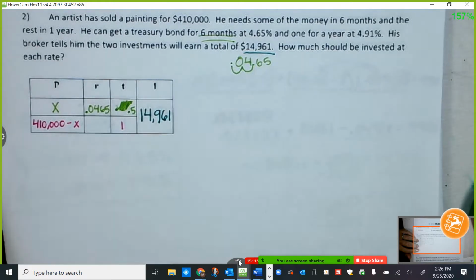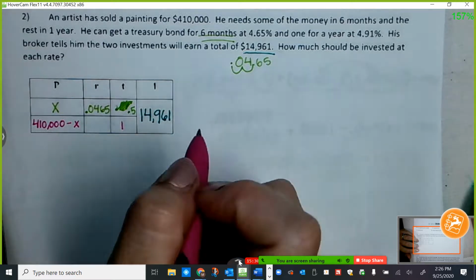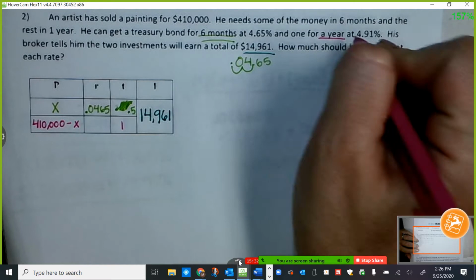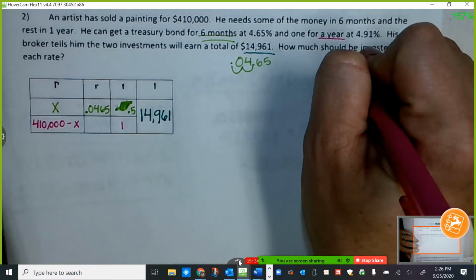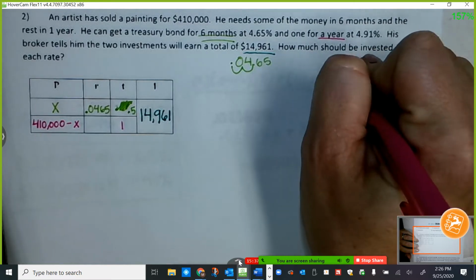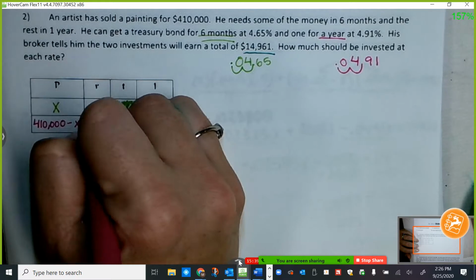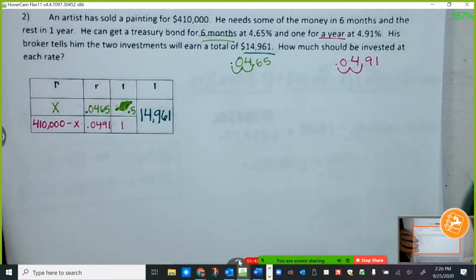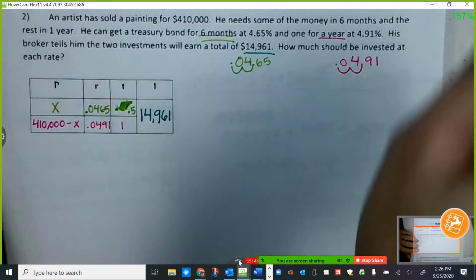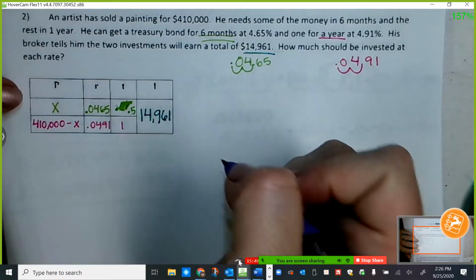Not always. But the other ones are more obvious in my opinion. Like it'll tell you added or this much more. You know what I mean? So if it's not obvious, this is probably what you're going to do. So 1 year at 4.91%. When we move that over, we get 0.0491.